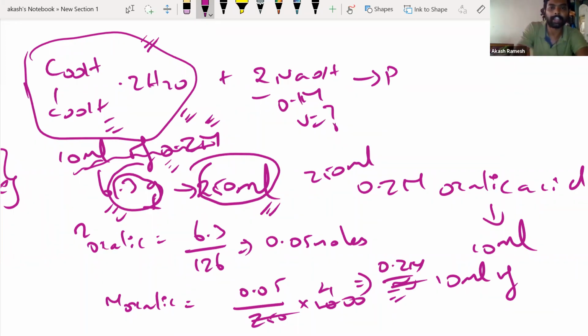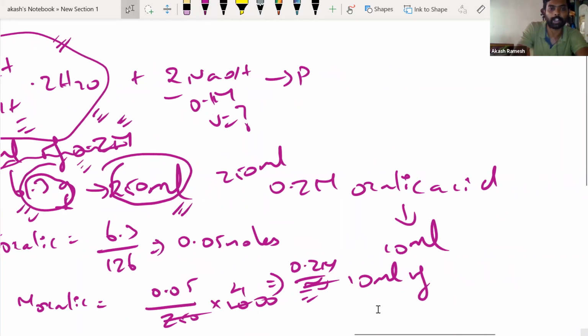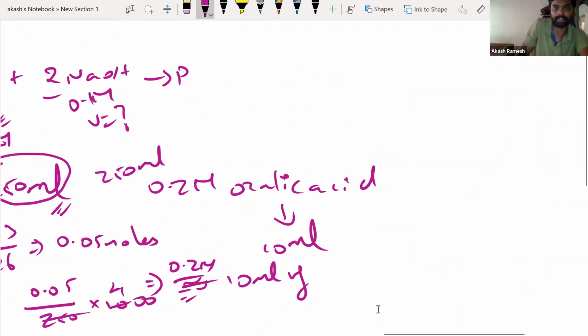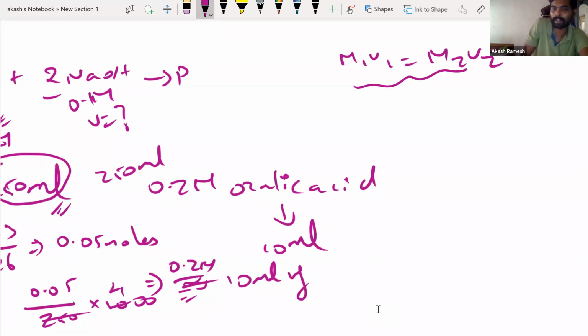Guys, if you don't want to convert into number of moles and whatever, you can always do it like this. In your school, they would have taught you like this only: M1V1 equal to M2V2. This sort of stuff they have taught to you, right? Did they teach you like this, M1V1 equal to M2V2 and all? Did they?